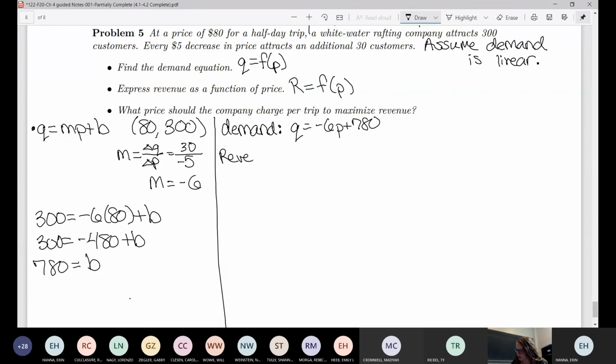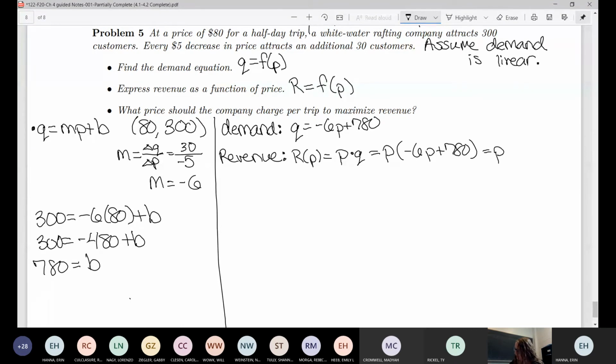And then our revenue. So remember, revenue, and I put that P there because it's a function of price, is price times quantity. We learned that way back when. So essentially we're going to take that Q value and replace it with what we just found demand to be.